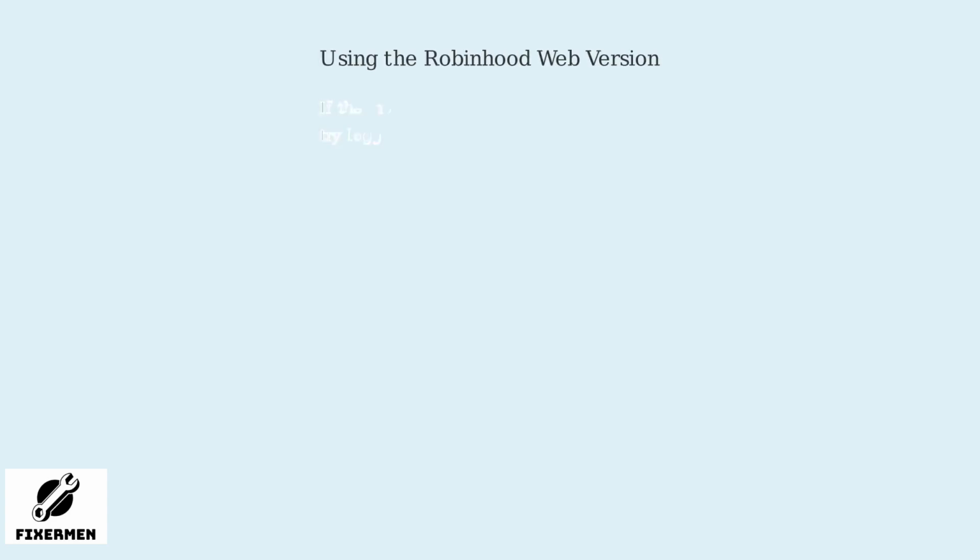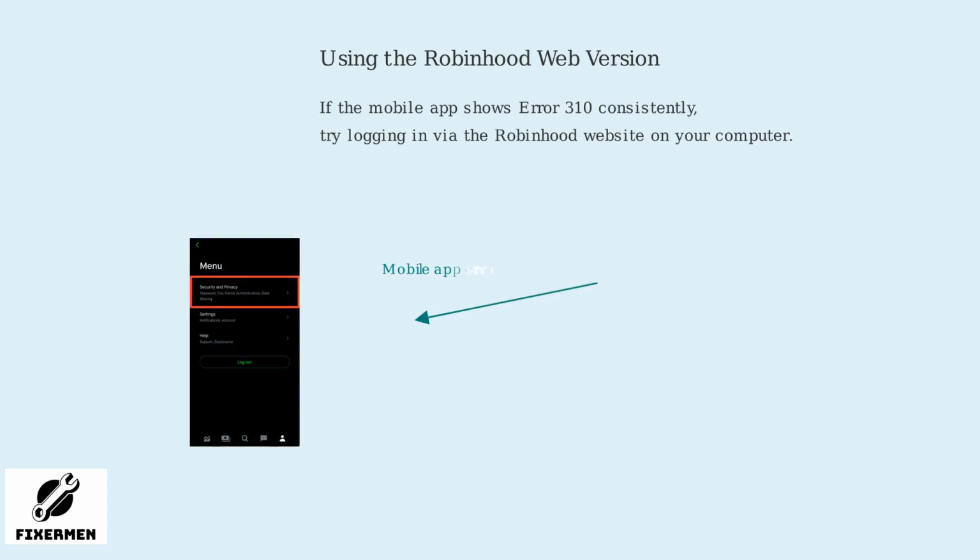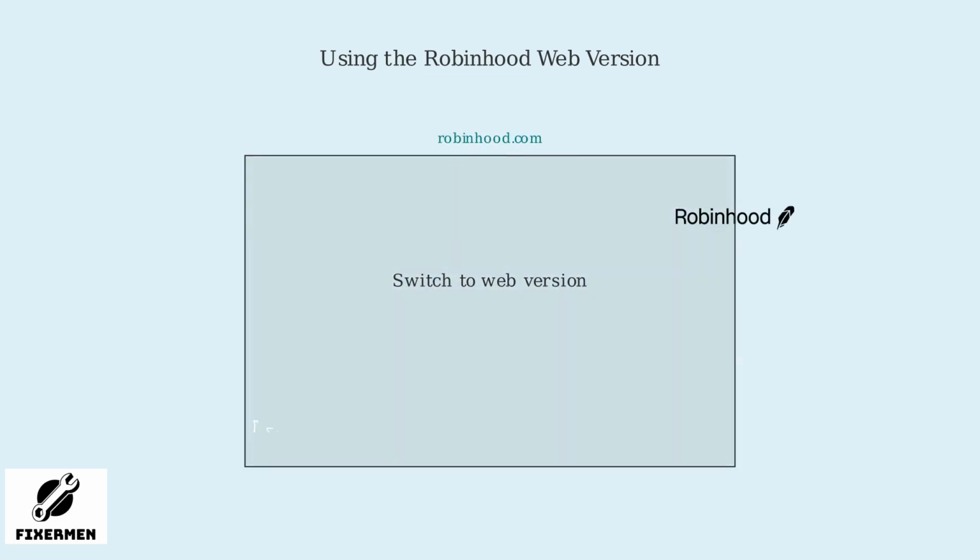If the mobile app consistently displays Error 310, try logging in via the Robinhood website on your computer. This can help determine if the issue is app-specific or account-related. The web version can also allow you to manage security settings.